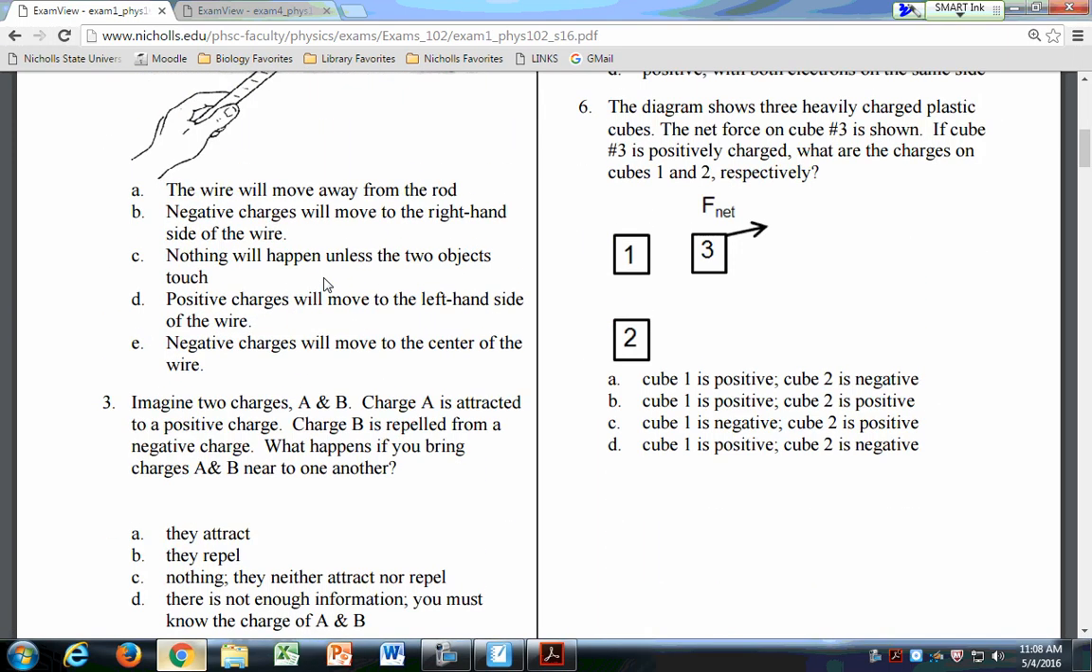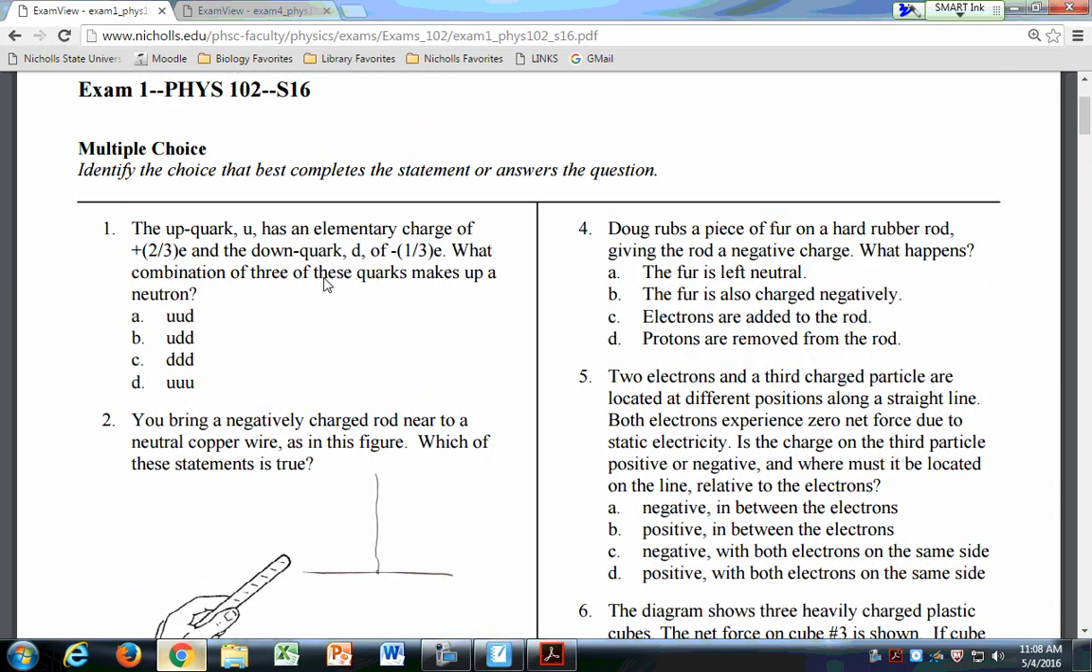All right. Anything on this first page? Yeah, number 4. Doug rubs a piece of fur on a hard rubber rod, giving the rod a negative charge. What happens? Well, if the rod has a negative charge, electrons were added to the rod. The point is that anytime I'm charging something, it's not by moving protons, it's by moving electrons. So if the rod has a negative charge, electrons have gone from the fur to the rod. So it can't be B.